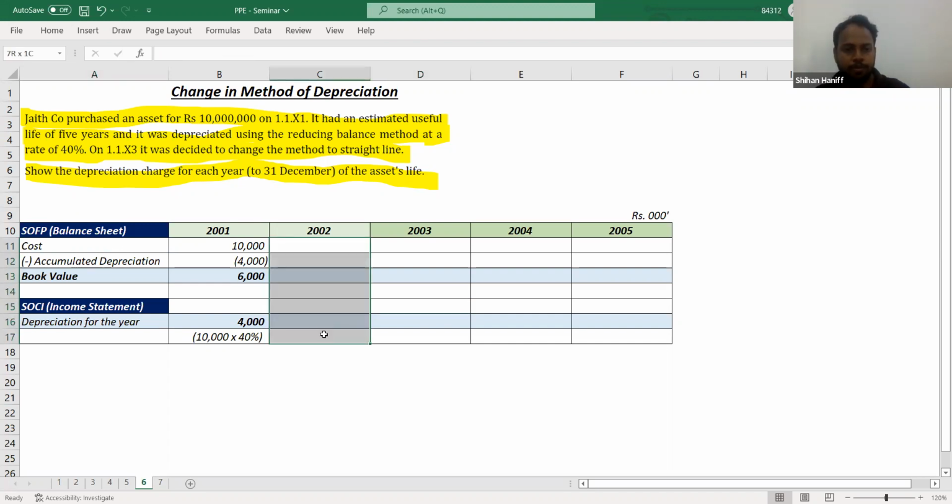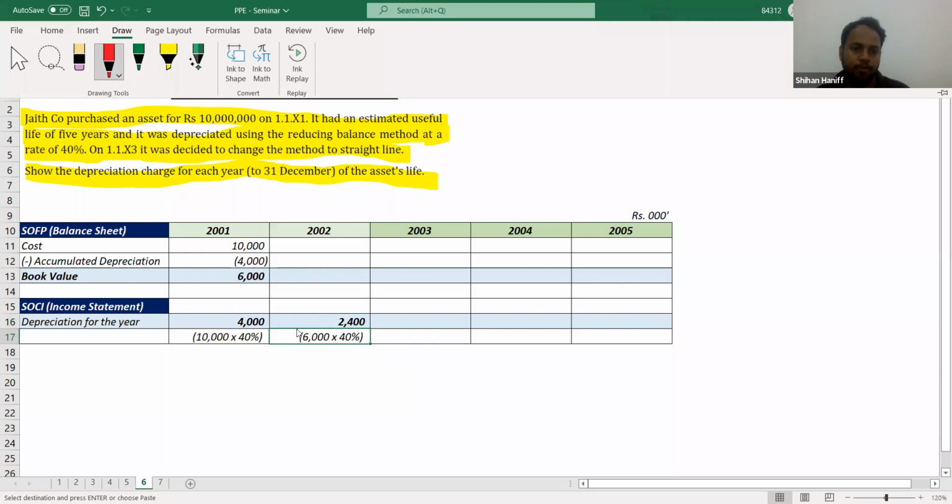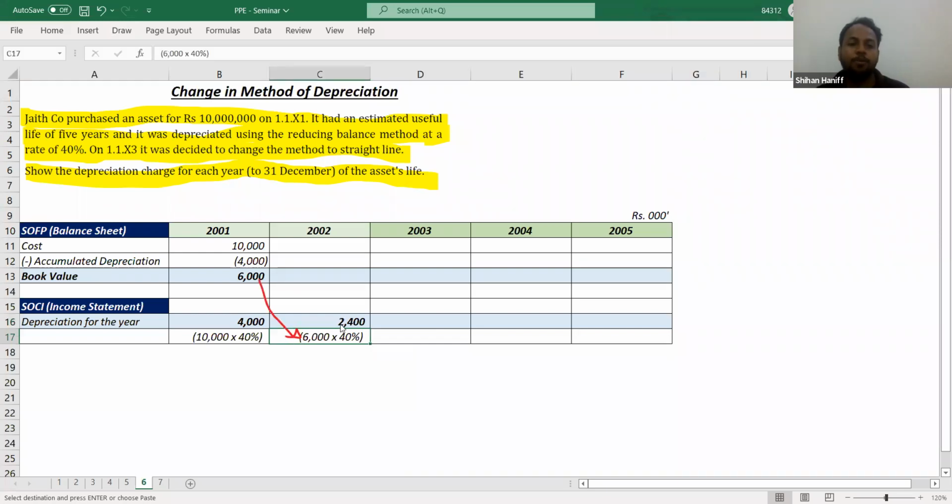Okay, 2002. First year, you can simply calculate 40%. Year two, we calculate 40% from the book value. Then 6,000 into 40%, year two. From this value only we calculate 2,400. Then the cost is the same. This is 4,000 plus 2,400, then 6,400.